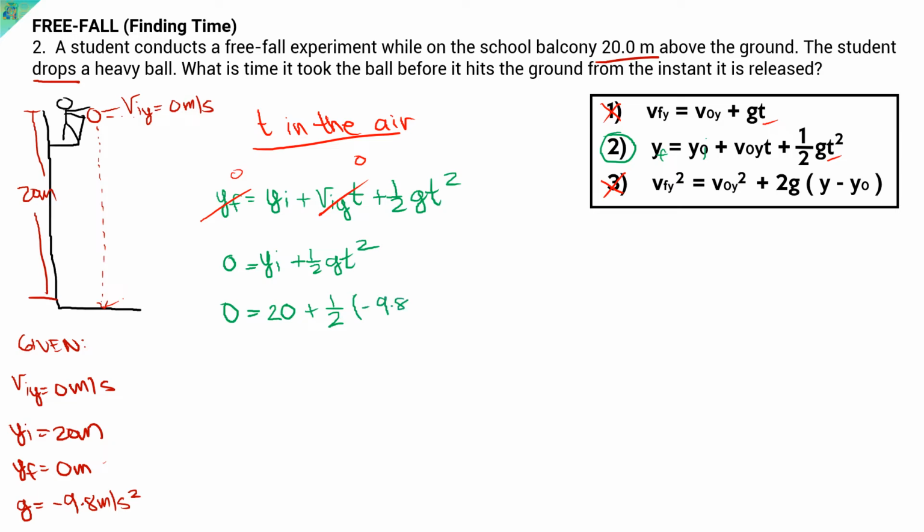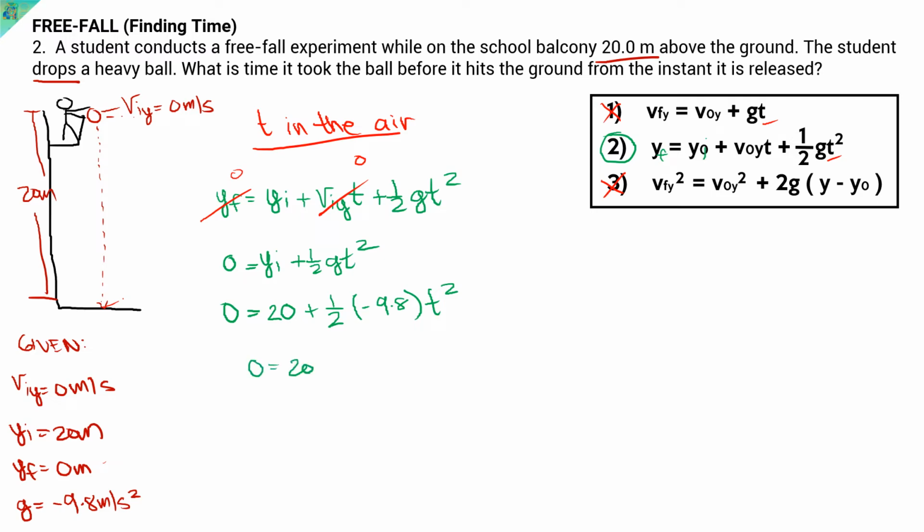Negative 9.8 rather, multiplied by t squared. Again, what is our goal here? Our goal here is to isolate our t because that is our time in the air. So ito yung gusto nating ihiwalay. Okay, so let's simplify this first.